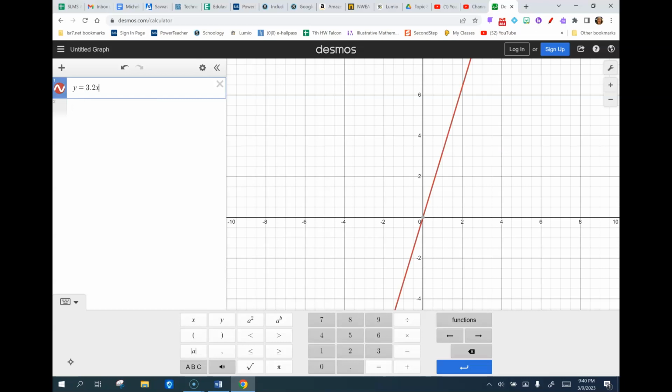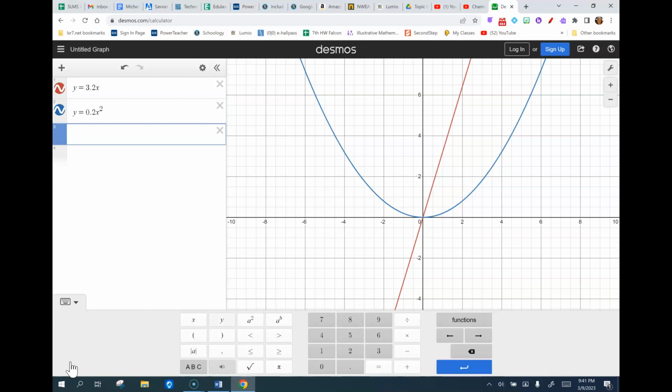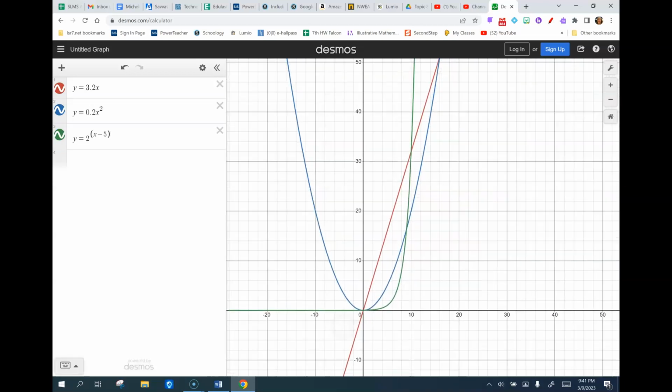The red one is f of x. And I'm using y because I don't have a keyboard. Y is equal to 0.25x squared. There we go. We might have to zoom out on some of these things. And then our last one, y is equal to 2, exponent, parentheses, x minus 5. How fun is that? Okay, and then ending parentheses. So let's move our graph so we can actually see where it exceeds.